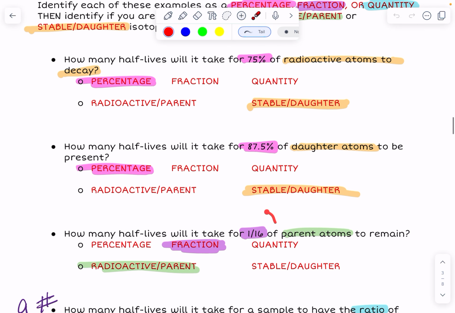A fraction is also going to be easy to identify because I'll see that fraction symbol, and then sometimes it'll say parent, sometimes it'll say radioactive, whatever.